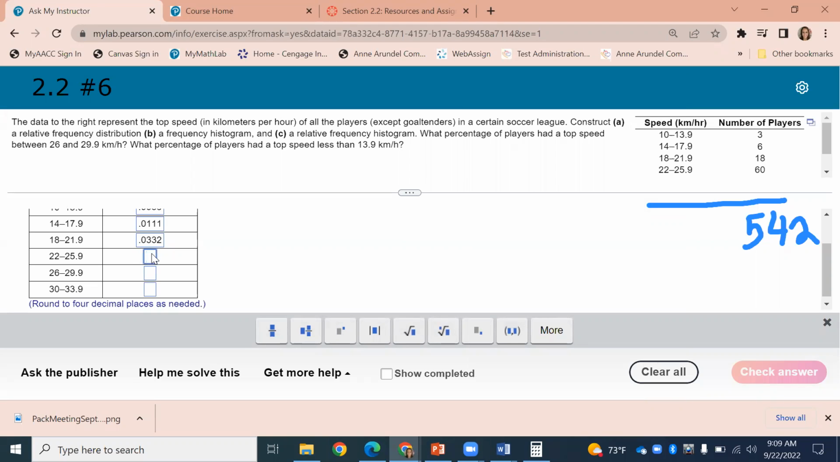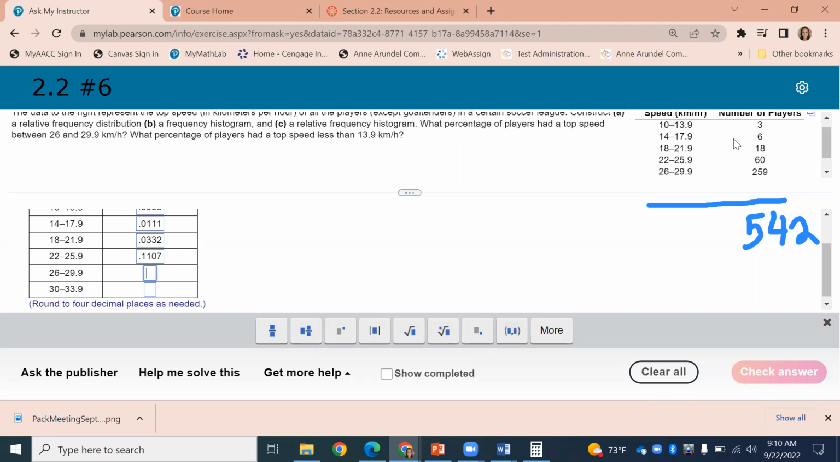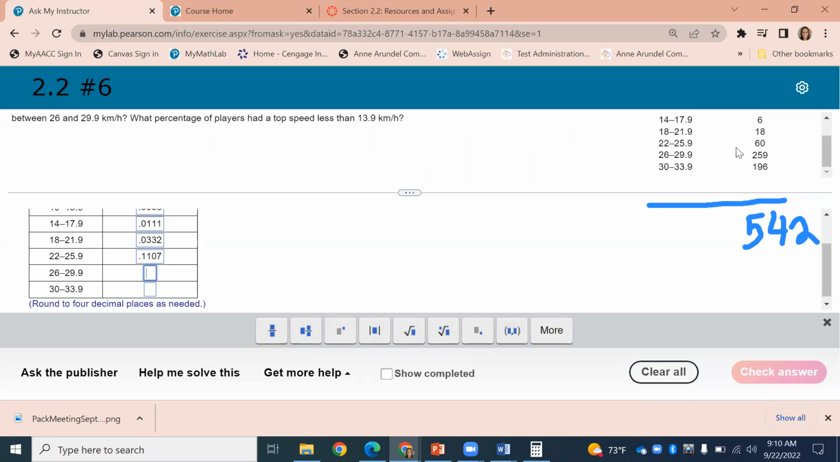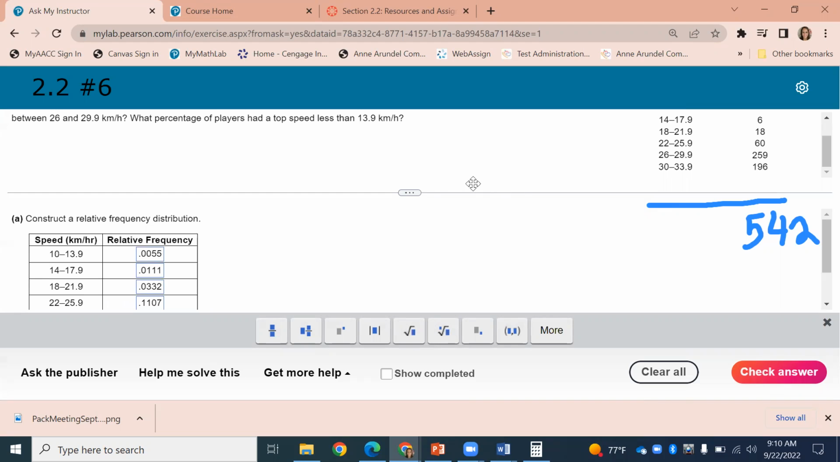So if you continue to go through these categories, the next one's 22 to 25.9, and we divide by 542, we get again 0.1107, and then we do the same thing for the next category, which is 259 divided by 542. That's like the biggest chunk of them. A lot of these players are pretty fast, it looks like. And then last but not least, we have our last category, 196 divided by 542, which gives 0.3616. Okay, so that's option 1. Okay, it's kind of by hand.